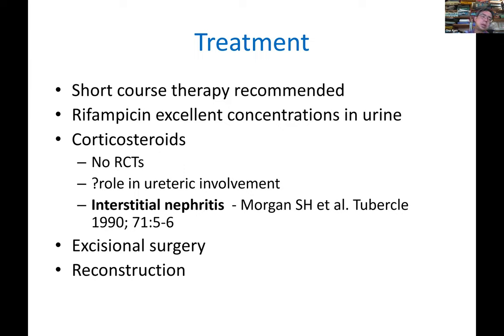Steroids, there is no evidence of using this in straightforward urogenital TB. I think some of us may be tempted to use it in terms of ureteric disease, to try to reduce any stricture formation, but there are no RCTs to guide that. Therefore, the only real indication is if you end up with kidney failure with interstitial nephritis from TB, then certainly oral corticosteroids can be used, and we would use it in that setting. And in fact, the renal physicians would be driving that strategy and dosing.